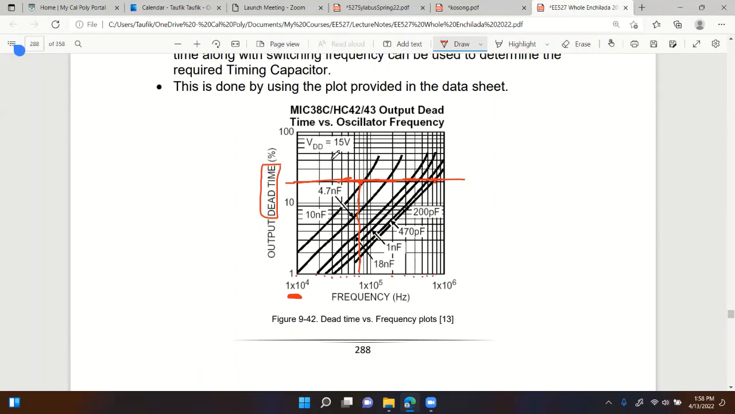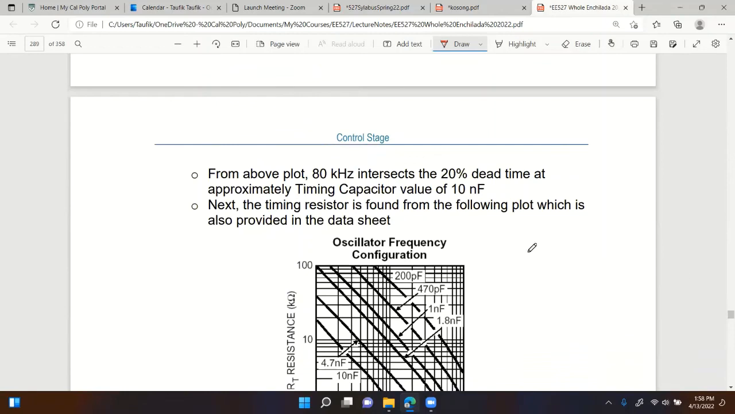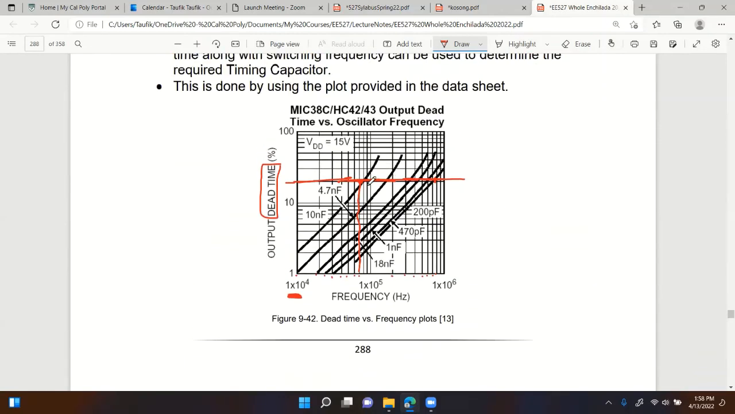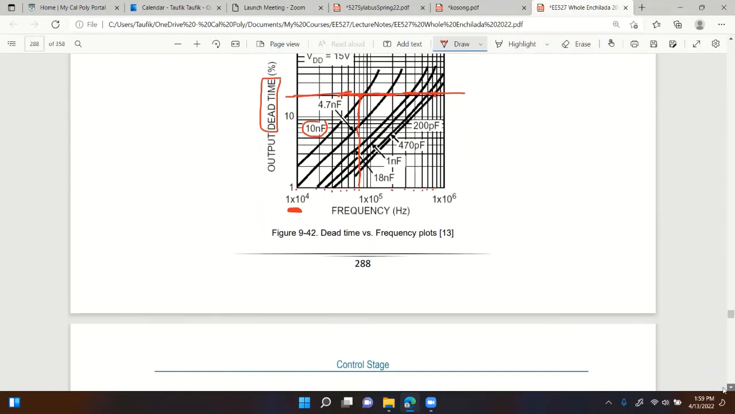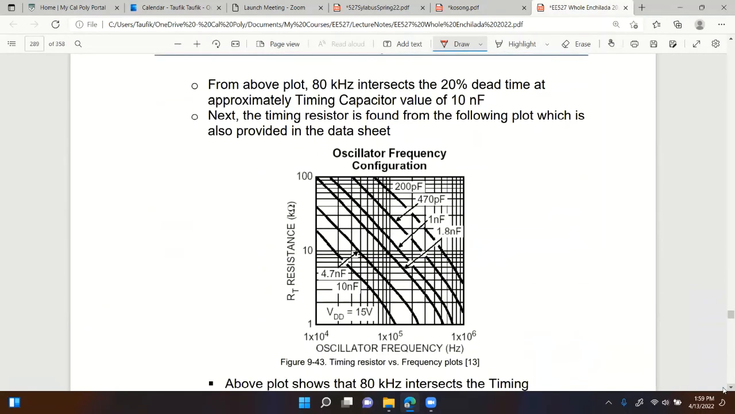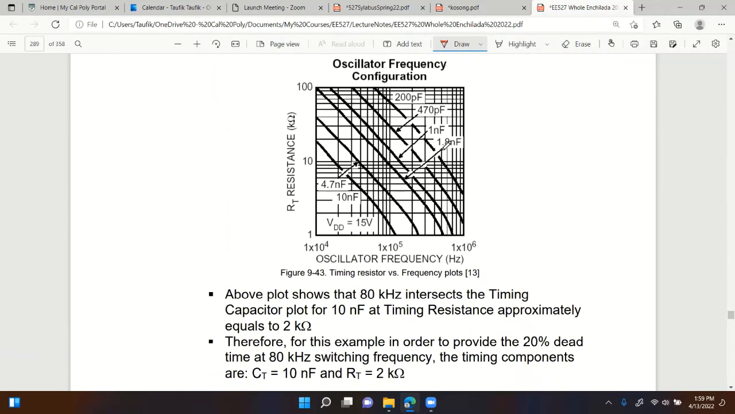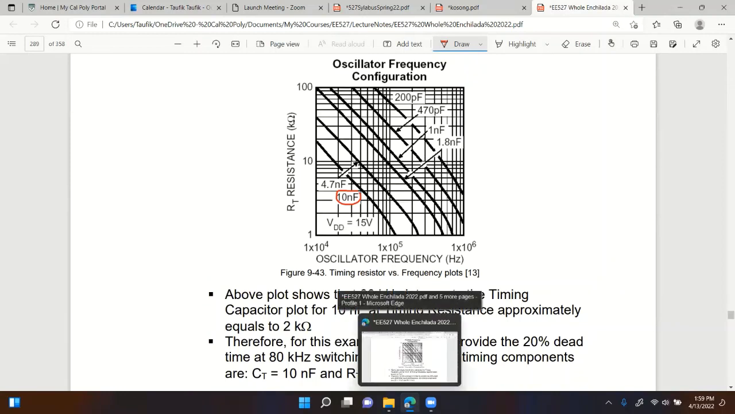So what nanofarad is that? It is 10, okay, I thought I put 4.7. You can see from here, it is 10 nanofarad. So a 10 nanofarad capacitor, right there. Next, the timing resistor is found from the following plot. Again, it's provided in the data sheet. So for 10 nanofarad, that's the plot for 10 nanofarad. And what was the frequency again? 80 kilohertz. 2, 3, 4, 5, 6, 7, 8, right there.